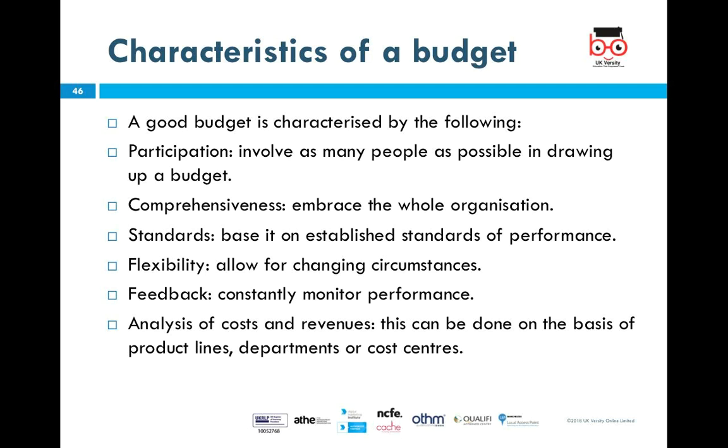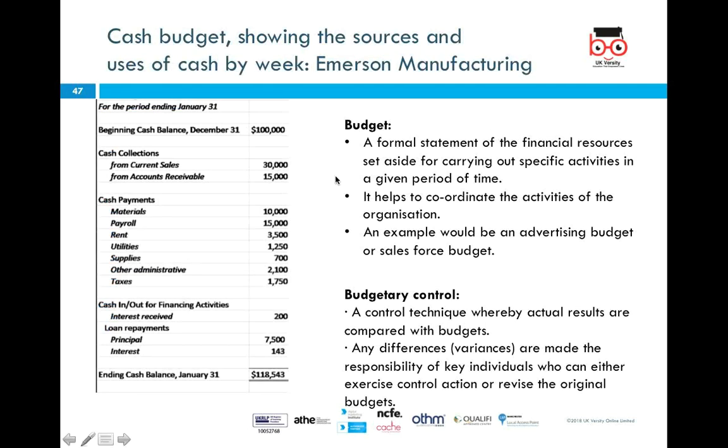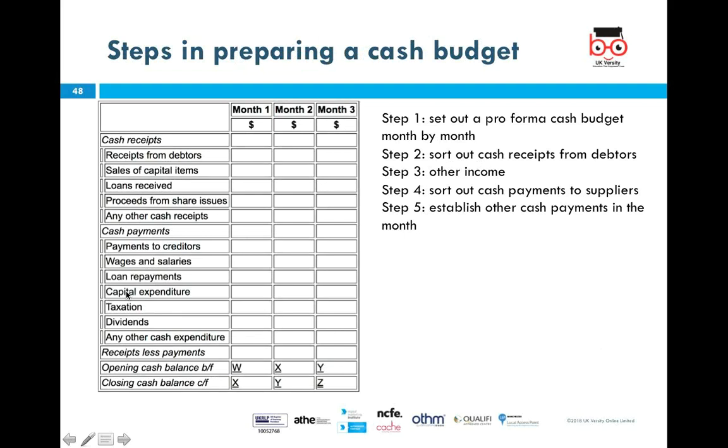The analysis of costs and revenues can be done on the basis of product lines, if it is a goods and service company, and the departments or cost centers. I have shown you the different heads of the cash budgets, and this one example of Emerson Manufacturing. You can take from the main slides and have a look when you are thinking about the different kinds of sources and different kinds of cash budget predictions, and you can see the different heads of payments and receipts.